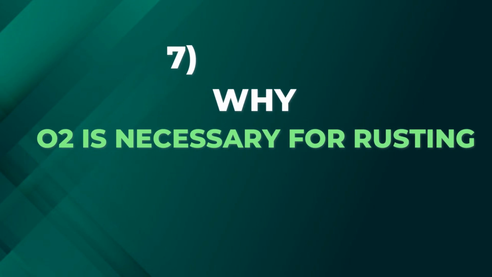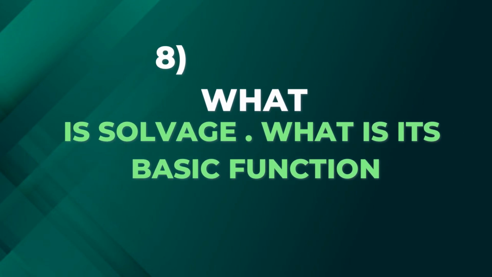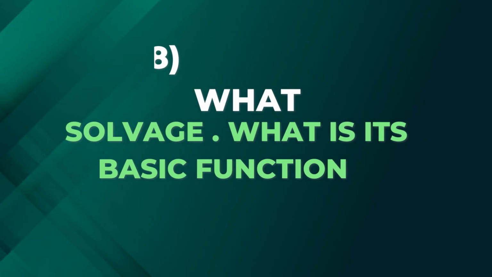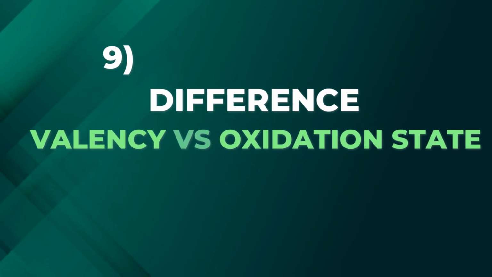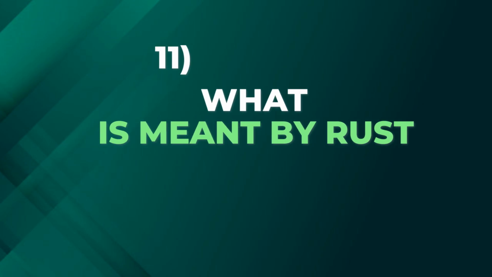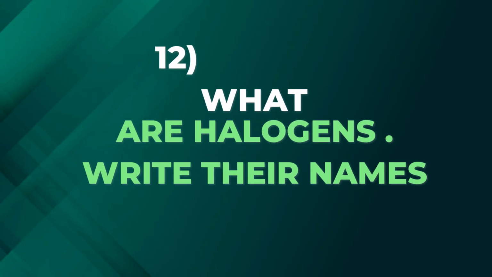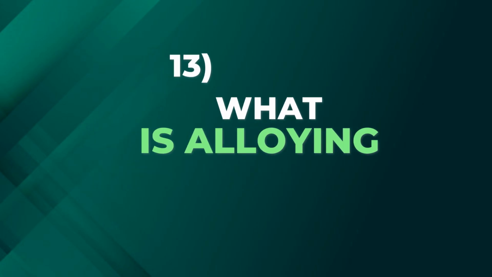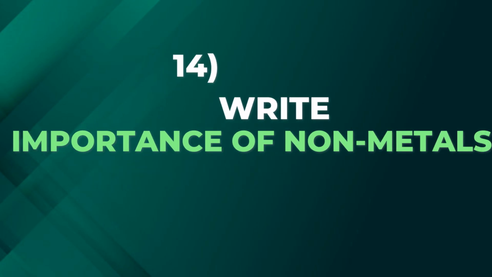Why O2 is necessary for rusting? What is salt bridge? What is its spacing function? What is the difference between valency and oxidation state? Define electrochemical cell. What is meant by rust? What are halogens? Write their names. What is alloying? Write importance of non-metals.